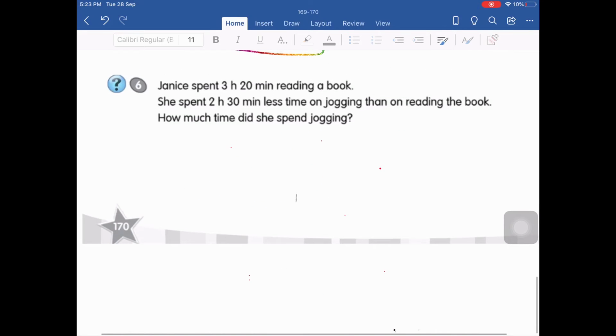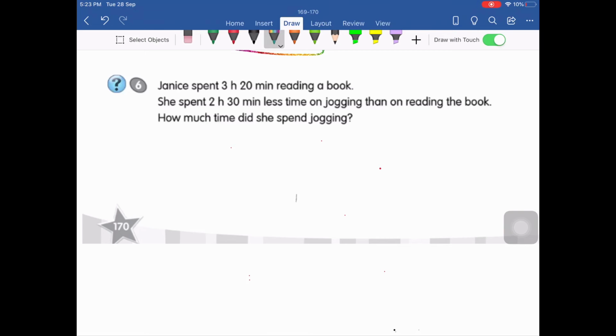Let's look at question 6. Janice spent 3 hours and 20 minutes reading a book. She spent 2 hours and 30 minutes less time on jogging than reading a book. How much time did she spend jogging? Now, let's look at the two activities that she did. She read a book and she went jogging.